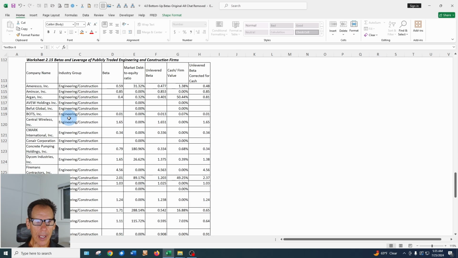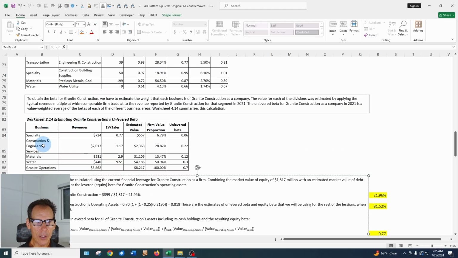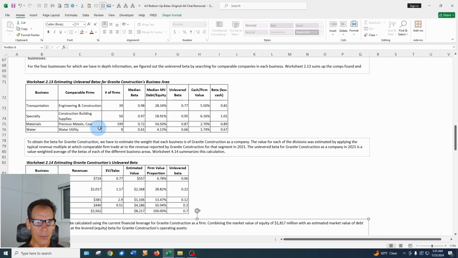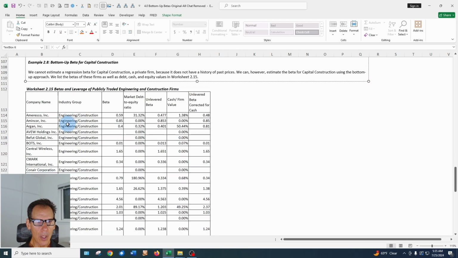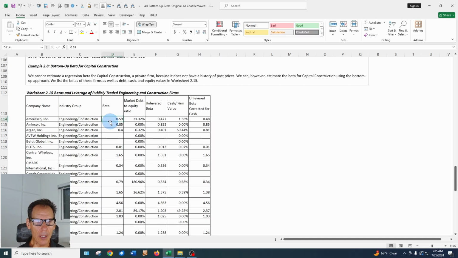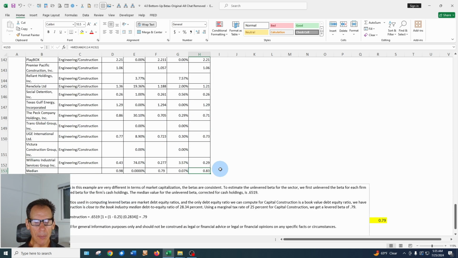So what I did was I gathered this list, and it's engineering construction. There's probably 39 companies here. Here's their beta. Then we have market debt to equity. We unlevered the beta. Then we took the cash in the firm and netted it out. Here I took the median. It's up to you. I generally take the median.